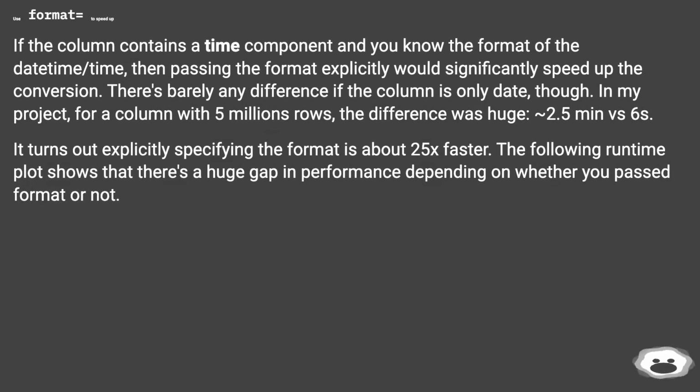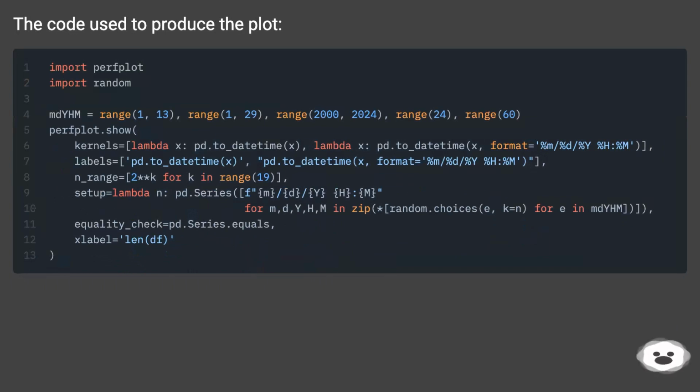Use format equals to speed up. If the column contains a time component and you know the format of the datetime, then passing the format explicitly would significantly speed up the conversion. There's barely any difference if the column is only date, though. In my project, for a column with 5 million rows, the difference was huge, 2.5 minutes versus 6s. It turns out explicitly specifying the format is about 25x faster. The following runtime plot shows that there's a huge gap in performance depending on whether you passed format or not. The code used to produce the plot.